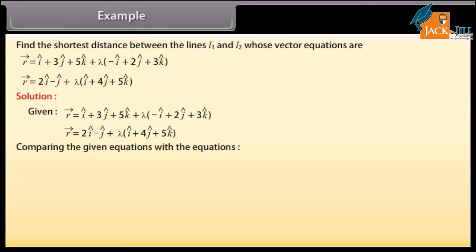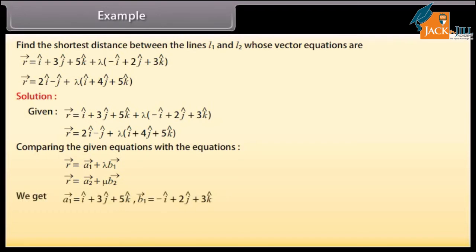Comparing the given equations with the equations vector r equals vector a1 plus lambda vector b1, and vector r equals vector a2 plus mu vector b2, we get vector a1 equals i cap plus 3 j cap plus 5 k cap, vector b1 equals minus i cap plus 2 j cap plus 3 k cap, vector a2 equals 2 i cap minus j cap, vector b2 equals i cap plus 4 j cap plus 5 k cap. Vector a2 minus vector a1 equals i cap minus 4 j cap minus 5 k cap.